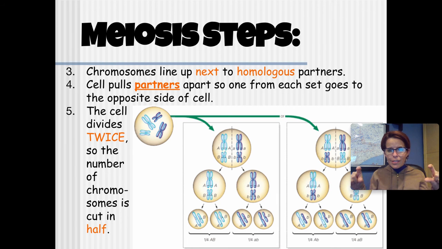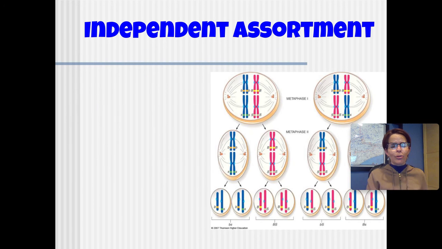We have four cells. Look at the bottom of the diagrams. We have four cells. They're genetically unique because of crossing over and the way the chromosomes lined up. And those are all sex cells. They have half the DNA, so they're haploid.